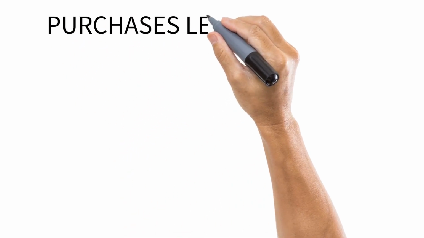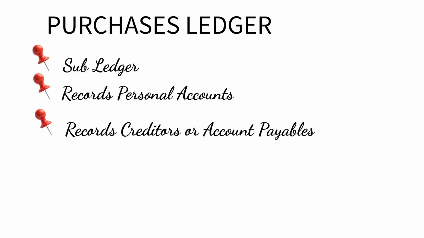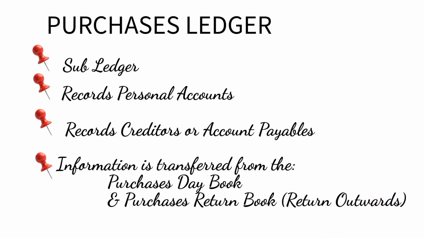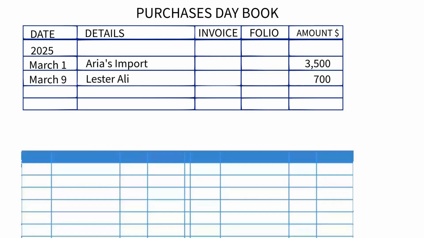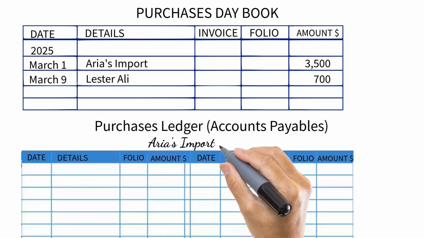Your purchases ledger is a subledger. It records personal accounts, it records creditors or accounts payables, and information is transferred from the purchases daybook and purchases return books, which is your return outward books, to your purchases ledger. Your purchases daybook includes information for all your credit purchases.